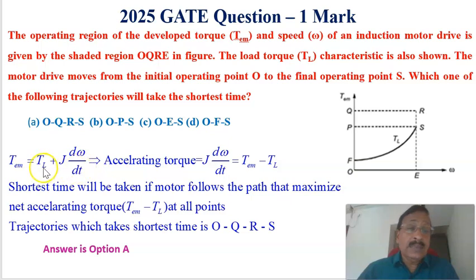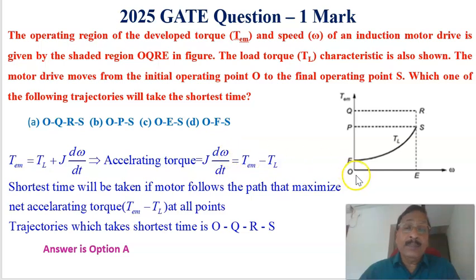Now, there is a basic relation between the electromagnetic torque developed, the load torque and the accelerating torque. Therefore, the electromagnetic torque developed equals the load torque plus J into d omega by dt. This J d omega by dt is called the accelerating torque, which is equal to the electromagnetic torque developed minus the load torque. Once it is going to the steady state condition at the point S, TEM will be equal to TL, or J d omega by dt equals 0. That is called the steady state condition. The accelerating torque will become equal to 0.